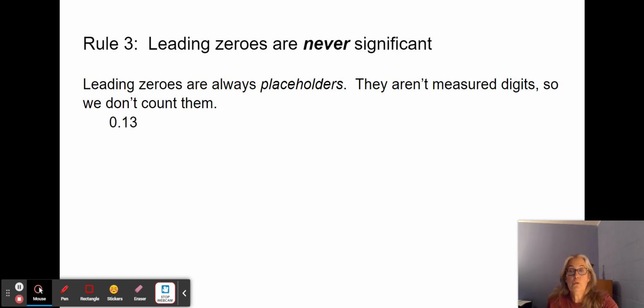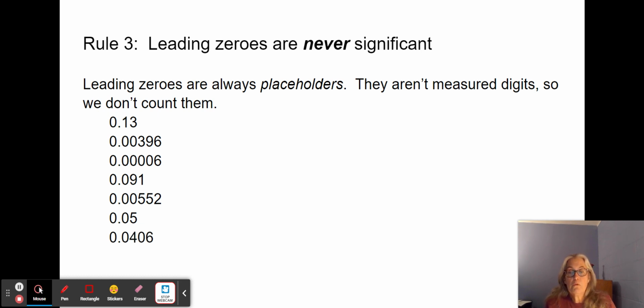0.13 has 2 significant digits. The 0 is not significant. 0.00396 has 3 significant digits. The 3 leading zeros are not significant. 0.00006 has 1 significant digit. None of those leading zeros are significant. 0.091 has 2 significant figures. 0.00552 has 3 significant figures. 0.05 only has 1 significant figure. 0.0406 has 3 significant figures.